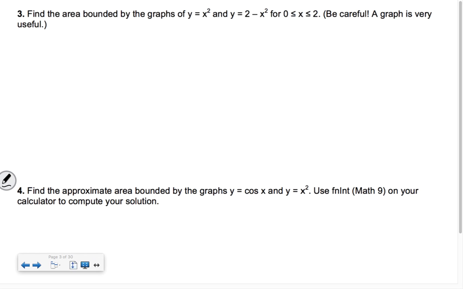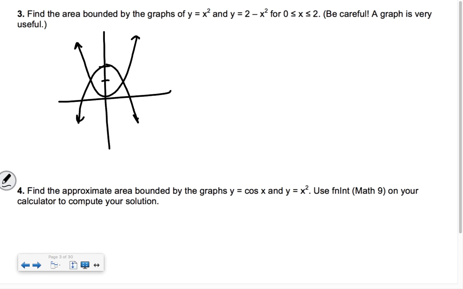This one's a weird one. I mess this one up every year, so I had to write a hint, not for you, but to remind myself that this one's weird. So I said, find the area bounded by the graphs of y equals x squared and y equals 2 minus x squared. But then I said, on the interval 0 to 2.